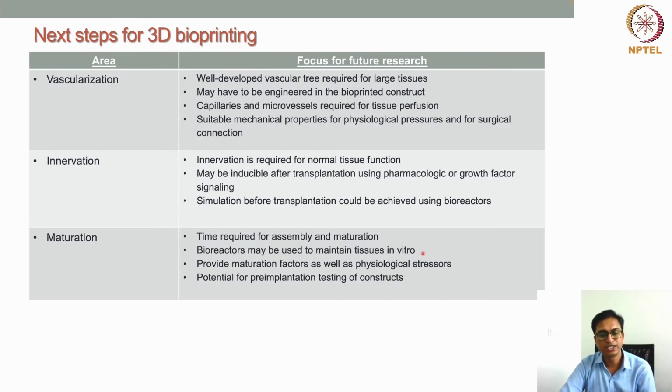Potential for implantation testing of constructs. Then the other thing is that pre-implantation testing is also very important, by which we can understand whether tissue growth happens or not, and whether the tissue is matured enough to actually reproduce that physiological function or not. So those things are also very important, by which we can actually do this physiological testing for pre-implantation of the tissue, a testing of concept.